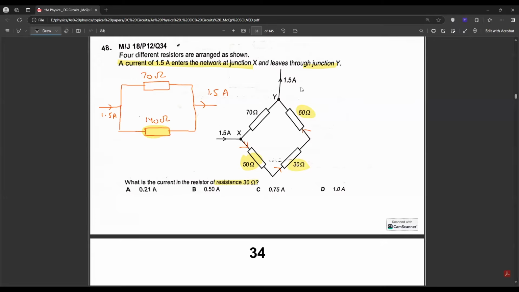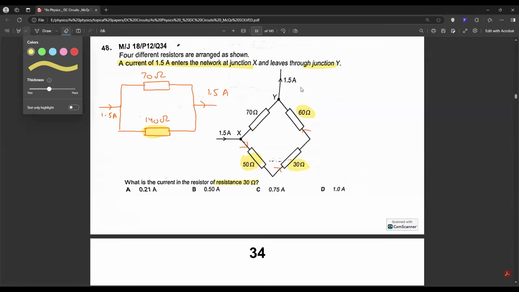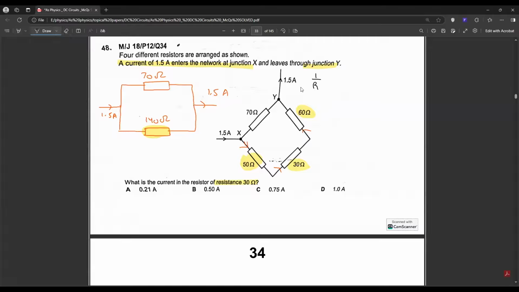Now, what can you do here? You have 140 ohms, you have 70 ohms. You can calculate the total resistance: 1 upon RT is equal to 1 over 70 plus 1 over 140. What will your total resistance come out to be? 1 over 70 plus 1 over 140, then 1 divided by the answer. The total resistance comes out to be 46.7 ohms.